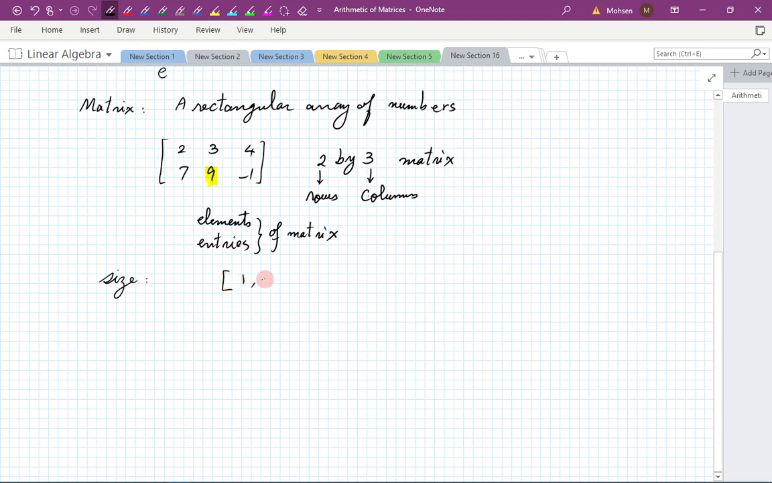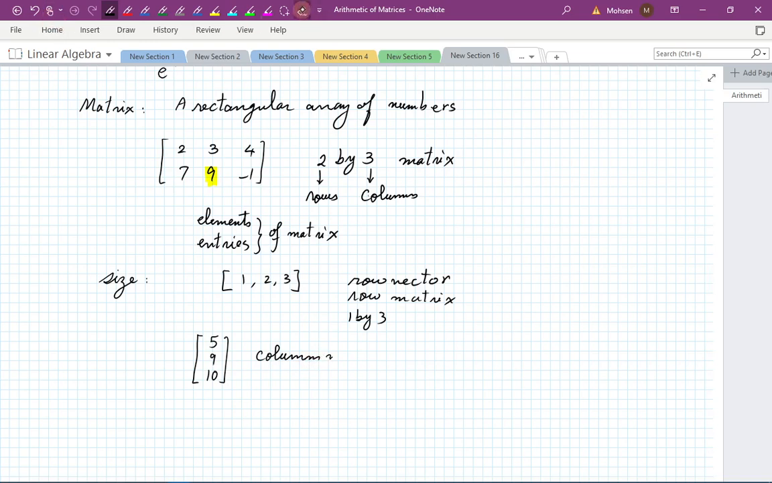Sometimes a matrix shows up like this. The nickname for this thing would be a row vector, or you might call it a row matrix. If you want to refer to the size of this thing, it is a 1 by 3. So this is 1 by 3, 1 row, 3 columns. If I have something like 5, 9, 10, this is going to be referred to as a column matrix. Sorry, correct this.